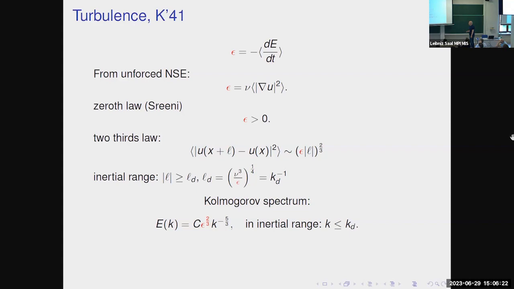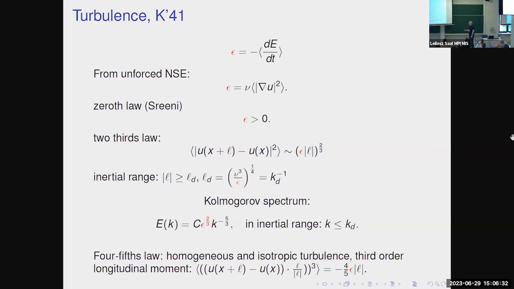So these are facts, and I'm going to mention one more, I think, which is the four-fifths law, which is a little more precise version of this. It says that if you take the increment and you project it in the direction in which you made the increment, so in the direction of L, and you cube that object (it's a scalar, so you can take it to the third power) and then take the average, you get precisely minus four-fifths, that's the four-fifths law, times what you would expect, epsilon times L by dimensional analysis. So it is a law, assuming homogeneous and isotropic turbulence.